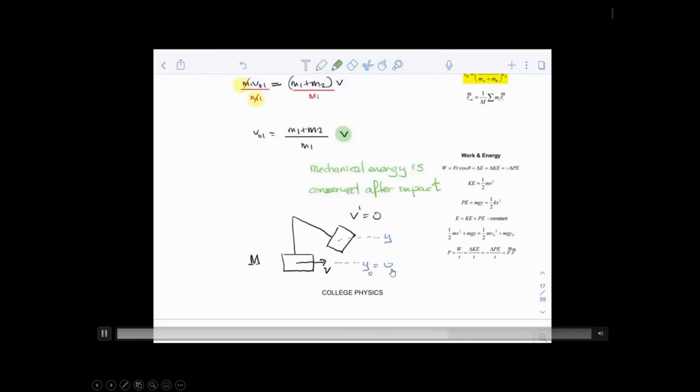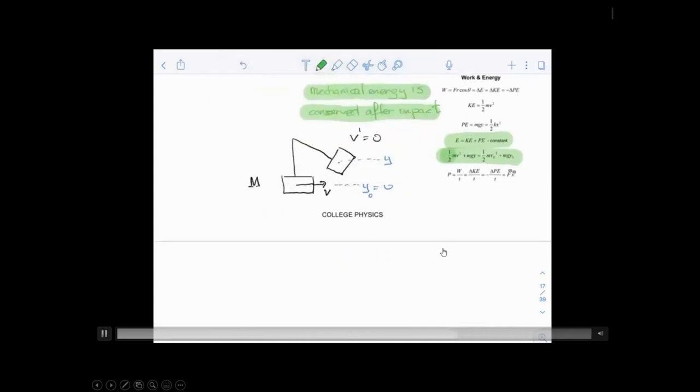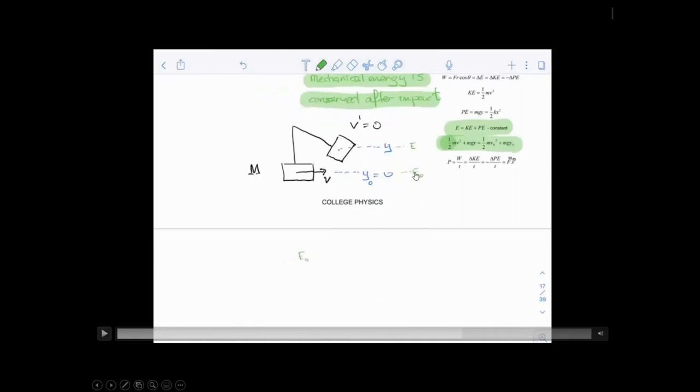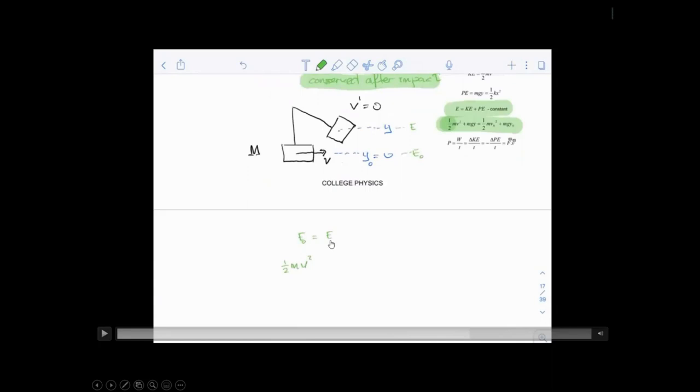And it's rising up through a distance of y, the letter y. That's it. So mechanical energy is conserved. If that's the case, initial mechanical energy will be the same as the final mechanical energy. So initial and final mechanical energies will be the same. All right, so here's my initial mechanical energy. Here's my final mechanical energy.